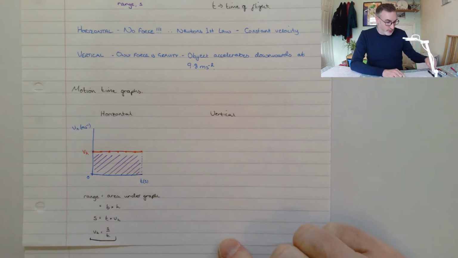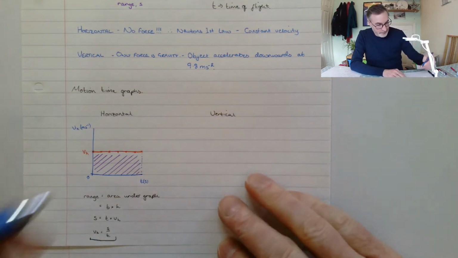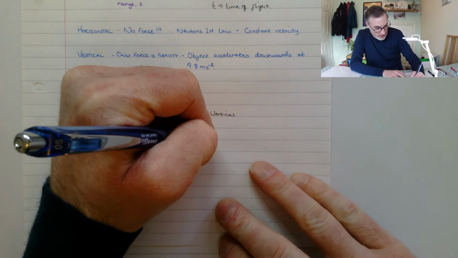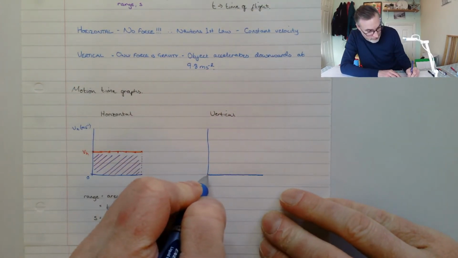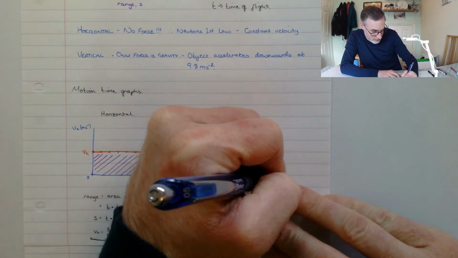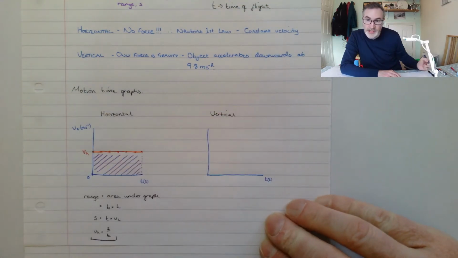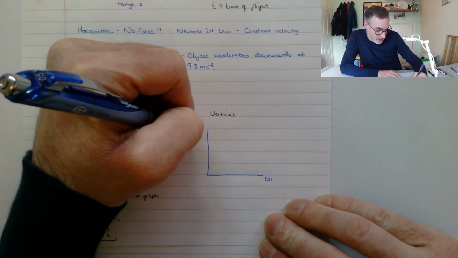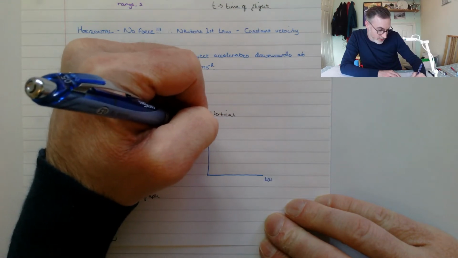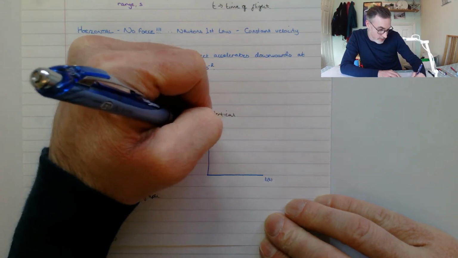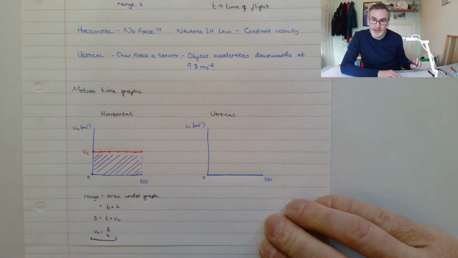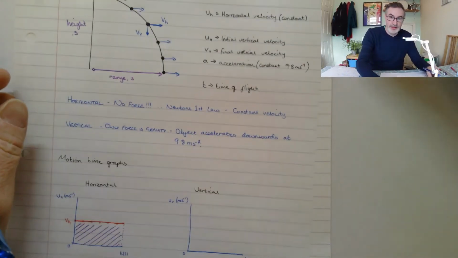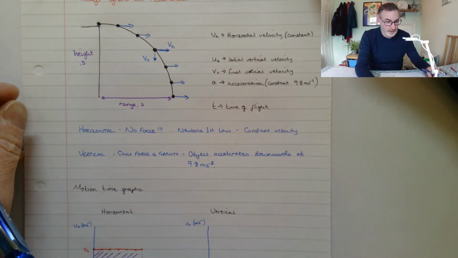So for vertical motion, let's get some more axes for a graph. Again, we'll have time on the x-axis, and we'll have VV on the y-axis.